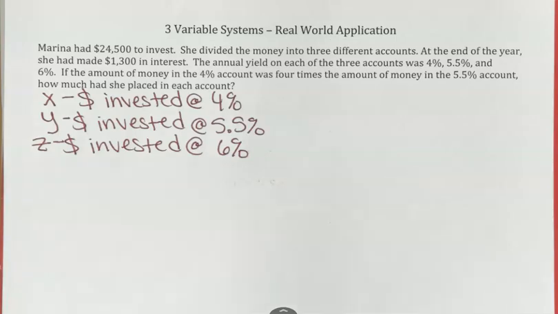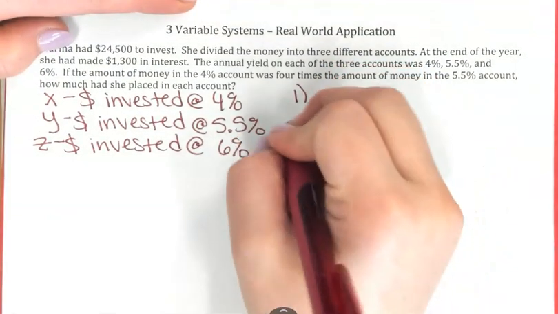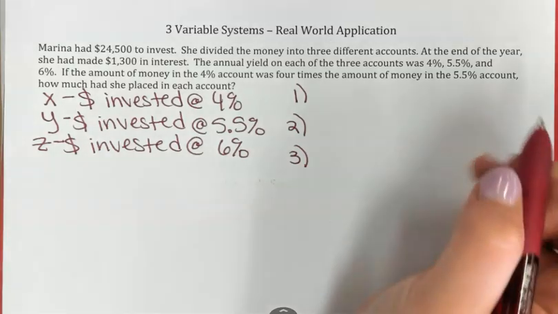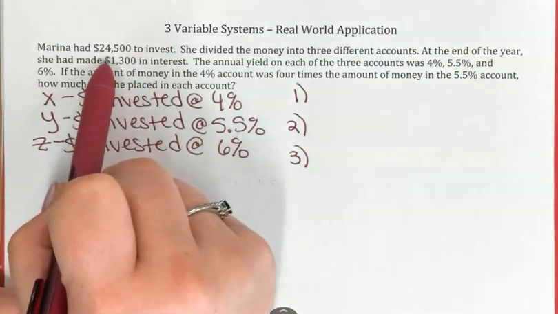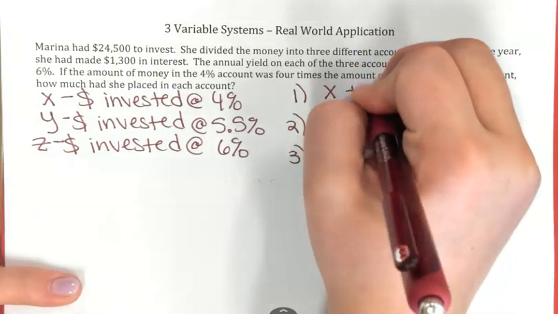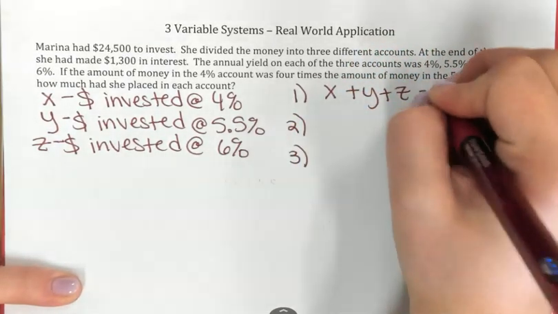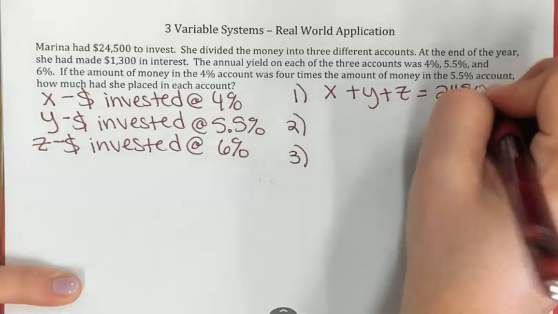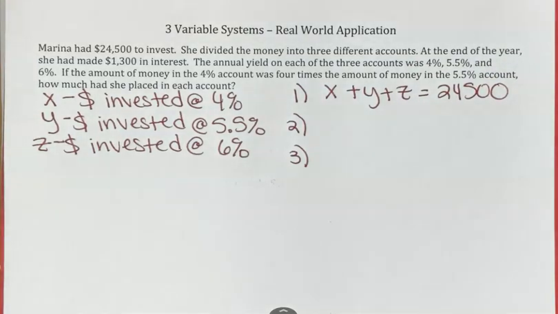What I'm going to do now is write my three equations. So the total she had to invest was $24,500. So that means X plus Y plus Z is $24,500. The amount in each account should total to that amount.